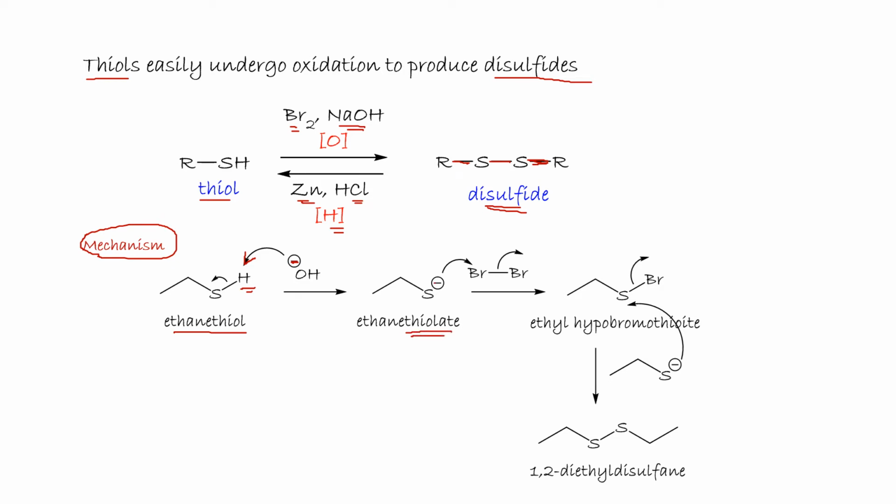The thiolate sulfur negative charge attacks Br, partially positive, kicking Br out to form ethyl hypobromothioate intermediate, which will be attacked by another thiolate S minus to kick the Br out and to form the S-S bond, disulfide, or what we call 1,2-diethyl disulfane.